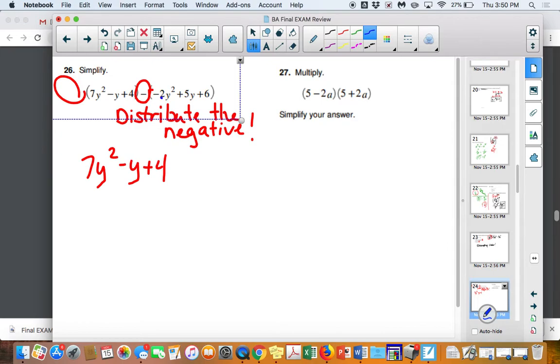So he goes from being negative to being positive 2y squared. He goes from being positive to negative 5y. Goes from being positive to negative 6. Okay? Once you get this done, you're just combining like terms.